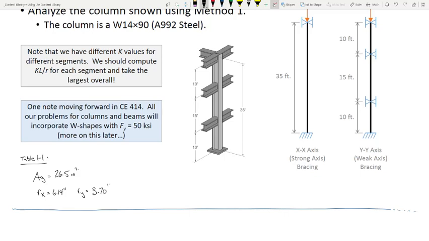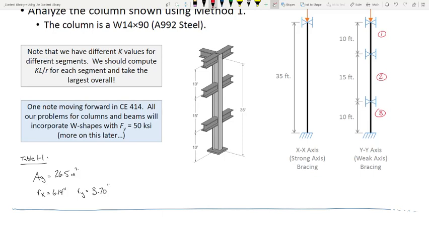Now, before we move on from this image, what I have here is the strong axis bracing, and then I have the weak axis bracing. So I'm going to number these segments: this is segment 1, this is segment 2, this is segment 3. You'll see how I reference that in a bit. For each of these segments, we're going to need a K value.